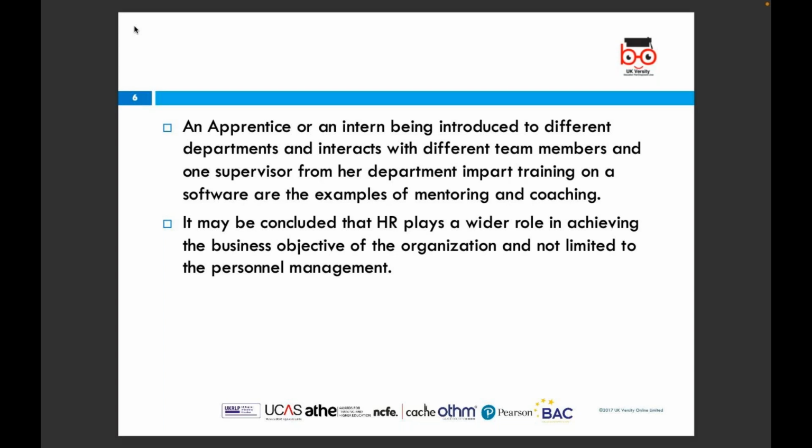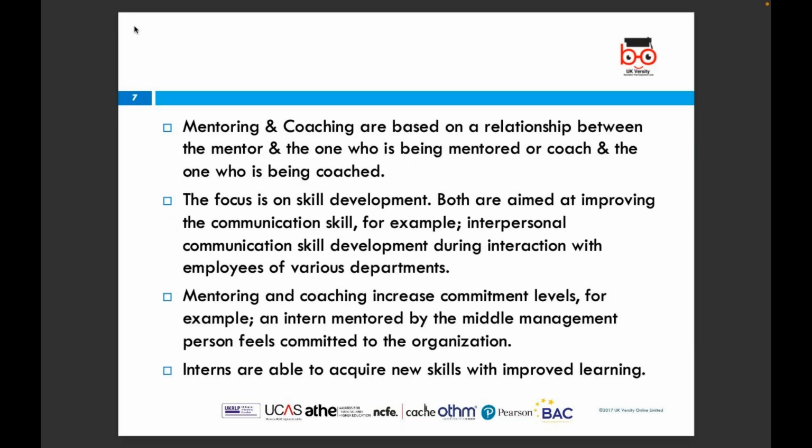So it is possible to draw the conclusion that human resources play a more significant part in the achievement of the business purpose of the firm than is kept to the management of employees. Got it, Sumit? Everyone? Any question?